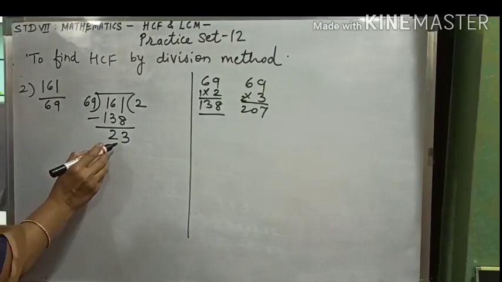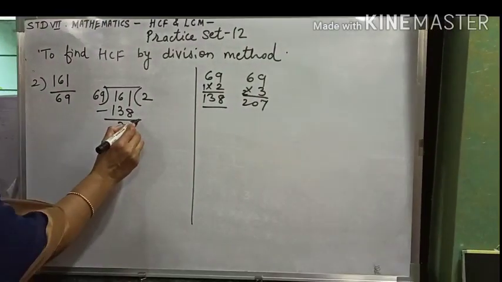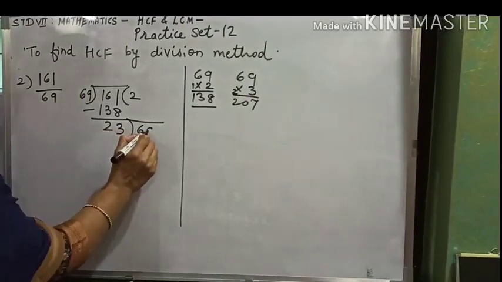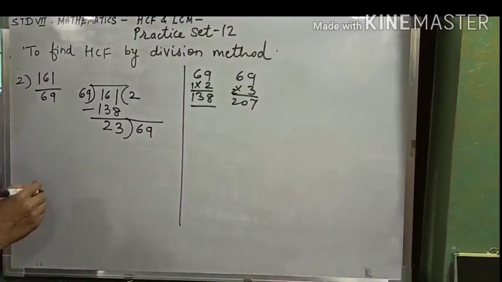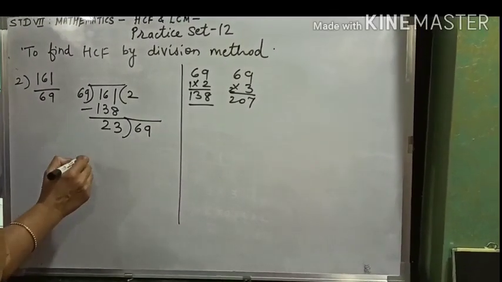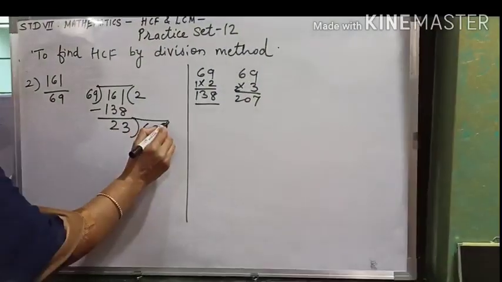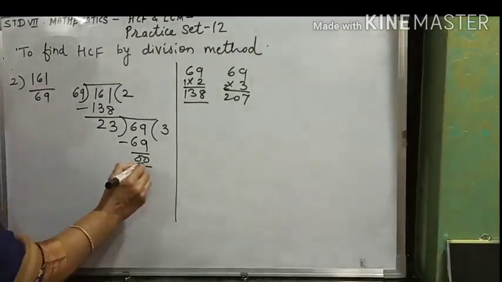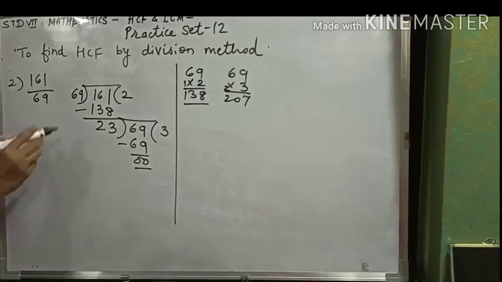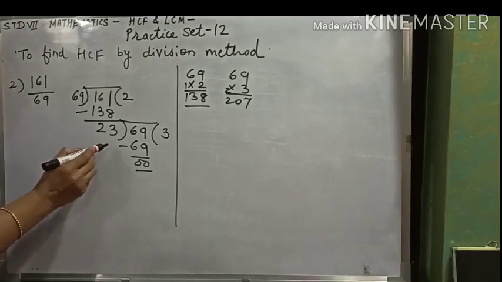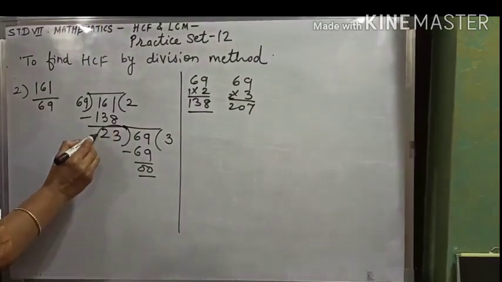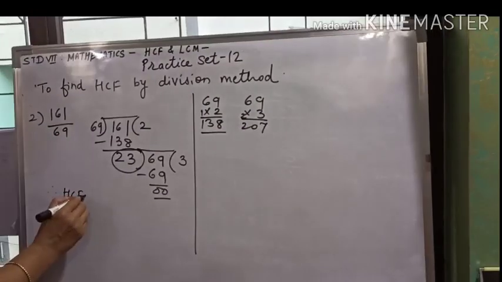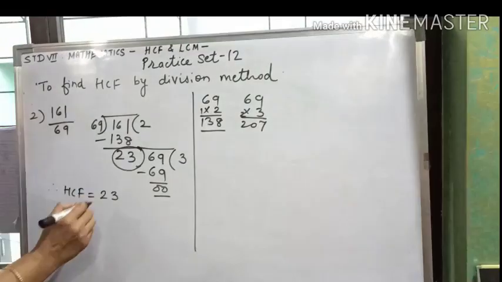Now this remainder will be the divisor and 69 will be the dividend. You know that 69 comes in the table of 23. 23 3s are 69. So your remainder is 0. So your division is completed. The last step, the divisor is 23. Therefore, the HCF is 23.